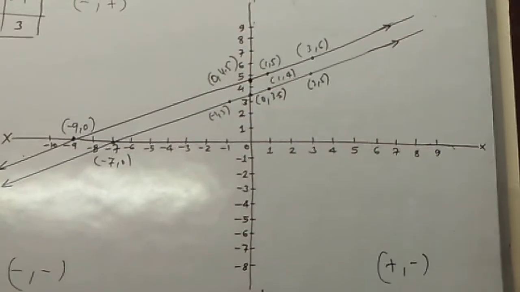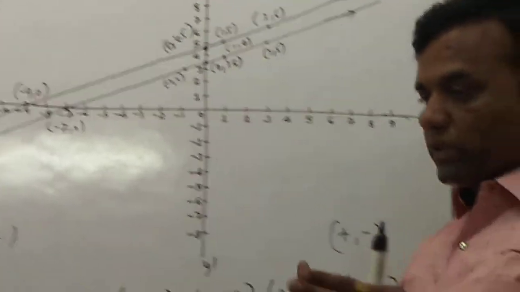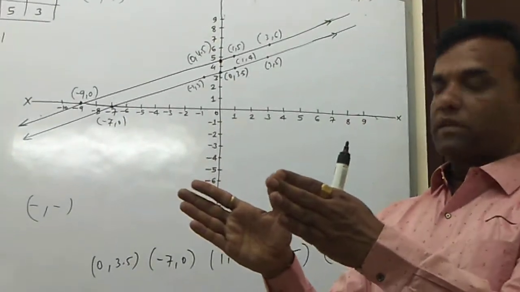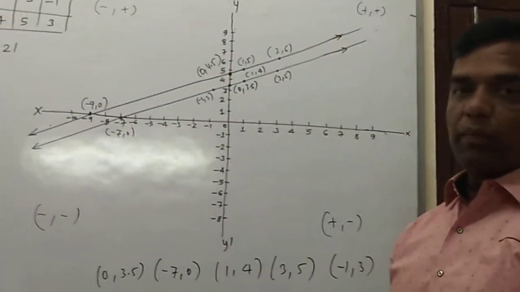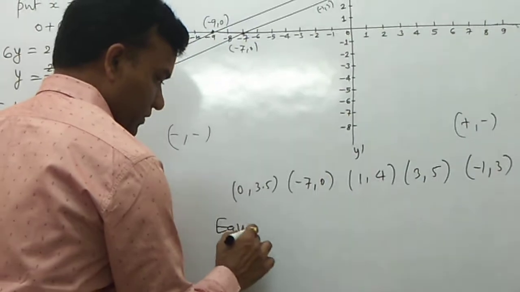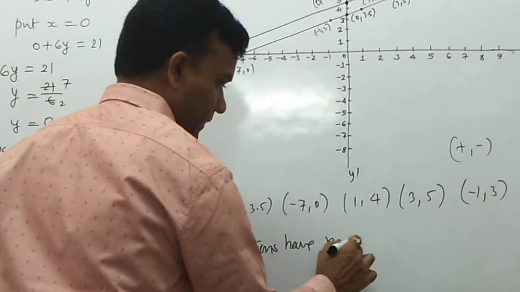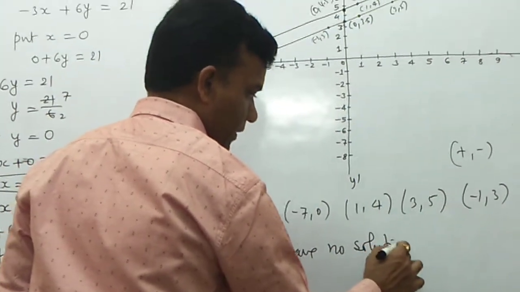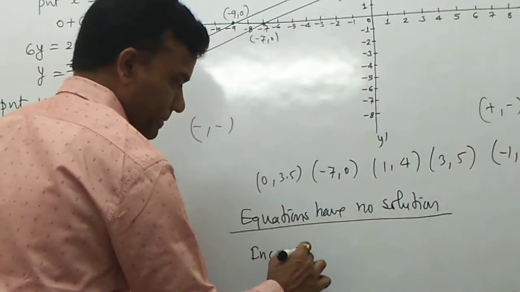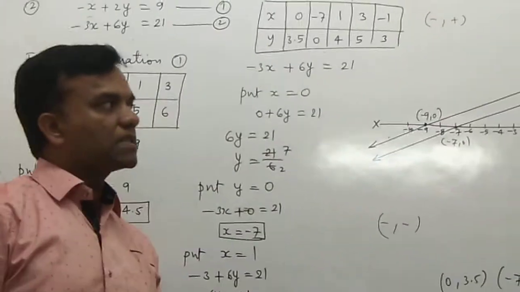Okay, then after drawing all the coordinates from tables 1 and 2, we find that both lines are not intersecting, because both lines are travelling in the same direction, so they are not intersecting. It means they are parallel lines, so there is no solution. So the equations have no solution. Okay, so this is the inconsistency. Equations are inconsistent. So both equations are inconsistent.